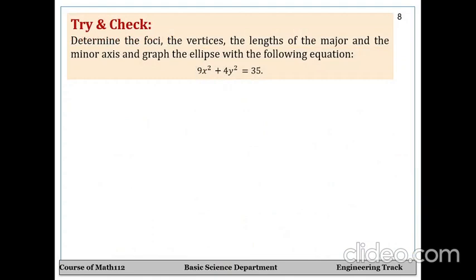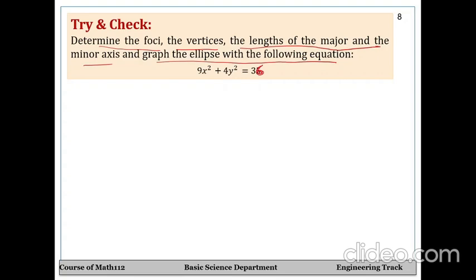Okay, let's do this try and check exercise. Determine the foci, the vertices, and the lengths of the major and the minor axis, and graph the ellipse with the following equation. It says 9x squared plus 4y squared equals, okay, I'm changing it to 36. It has to be 36.